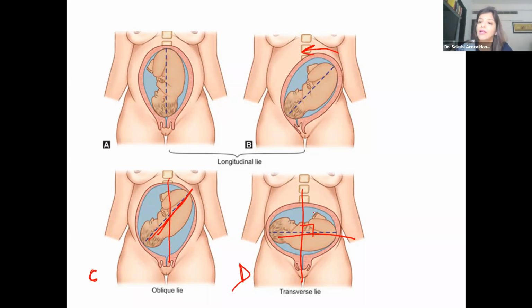do a cesarean section. If a patient of transverse lie comes to you at 37 weeks of pregnancy and all the circumstances are favorable, which means liquor is adequate, it is a single pregnancy, pelvis is normal, uterus is relaxed, then you are going to try external cephalic version, right?